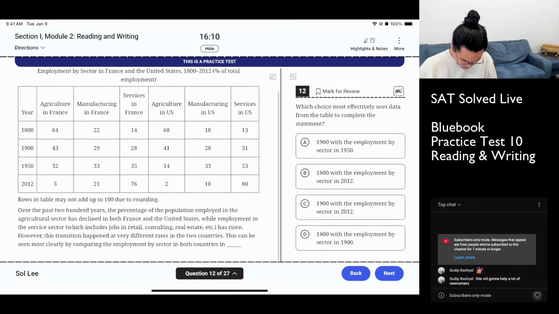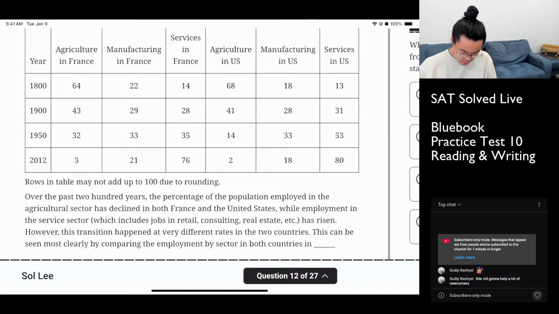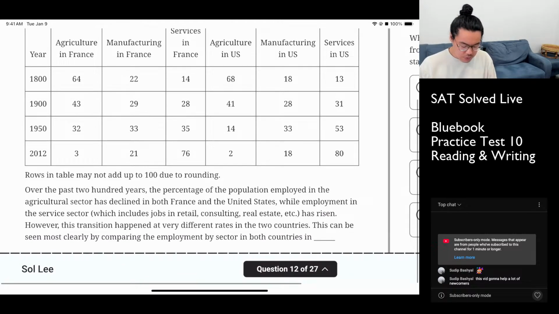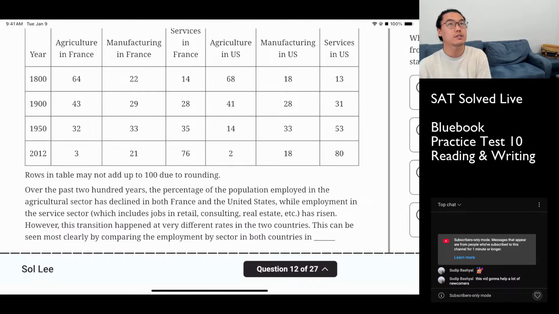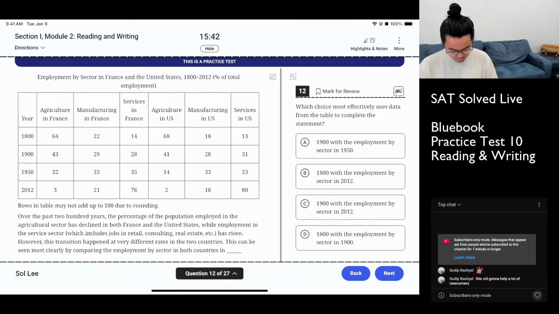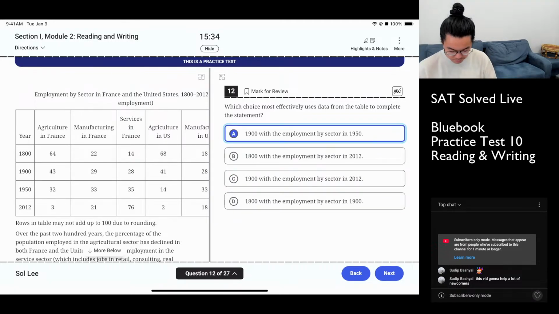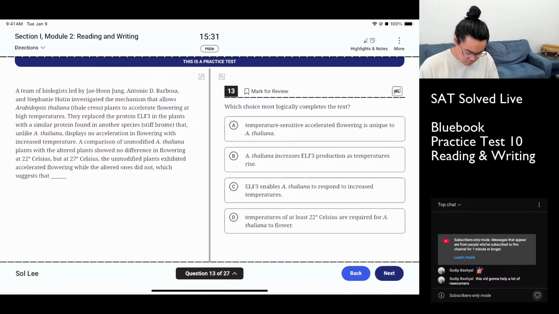And then service, what happened for service? 14, 13, 28, 31. Okay, and yes, same years, from 1900 to 1950, the US went up on service very, very fast compared to France. So between 1900 and 1950, the US shifted from agriculture to service very quickly. So we're trying to compare the employment by sector in both countries in 1950. So in 1950. Yeah, 1900 with 1950, which is the yes. That is my answer. Let's go.